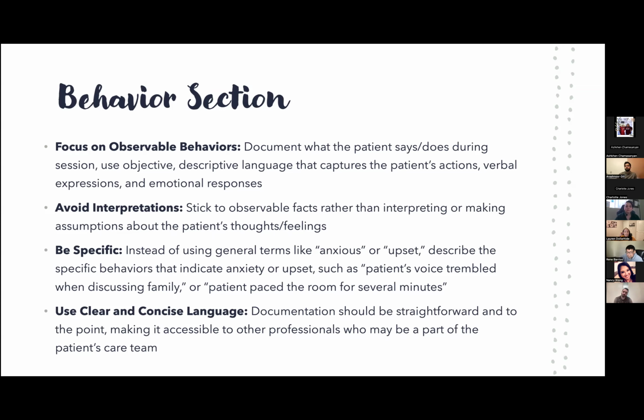A lot of times what I like to write is "client demonstrated symptoms of anxiety as evidenced by," and then whatever was observable. And then you can also, and I'll talk about this in a second, put in the client's or patient's language in here too. So if they are saying, oh yeah, I feel depressed because X, Y, and Z happened, you might choose to use some short quotations and put that in the behavior section as well.